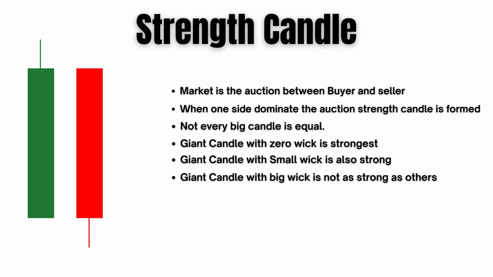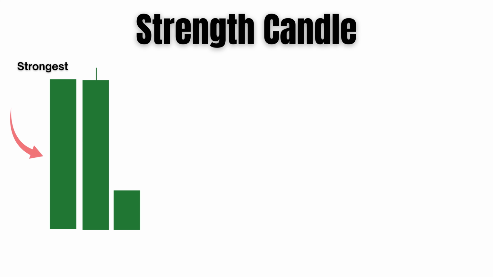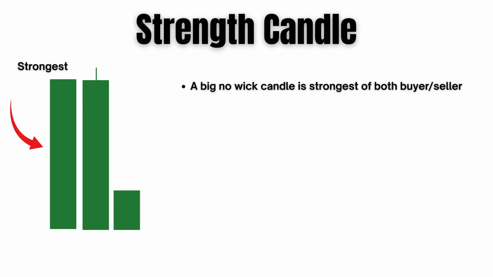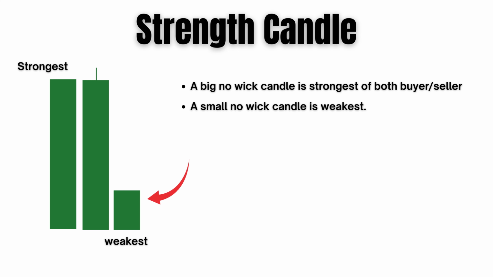Consider size as well. A big, no-wick candle covering the day's range tells us there was a surge of real orders, not just random volatility. A small no-wick candle might look neat, but has far less meaning because the distance traveled is small. Think of it like a car race. It's not just whether one driver stayed ahead. It's also how far and how fast they pulled away.